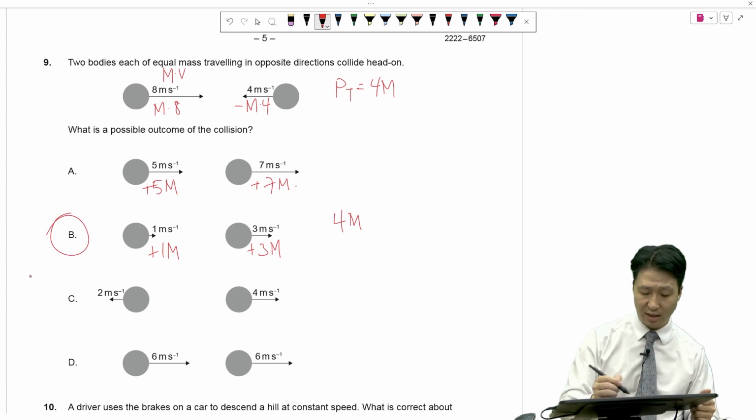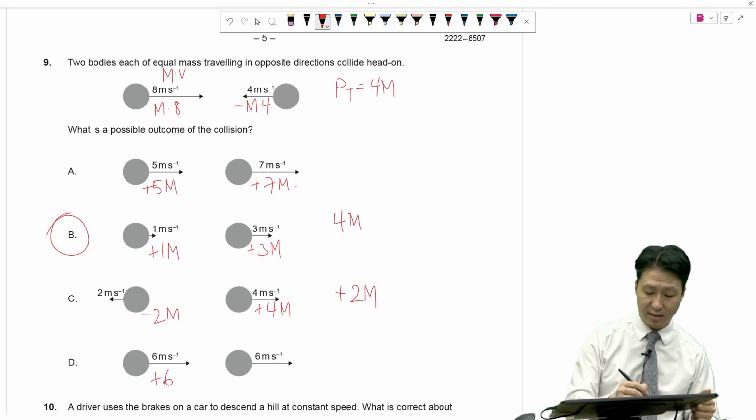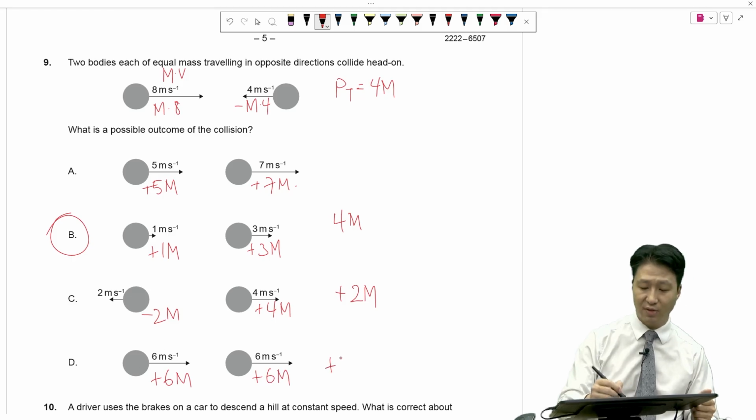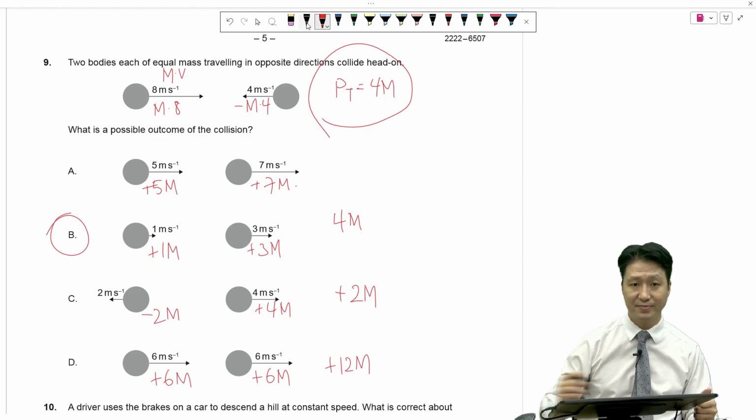Let's just check C and D also. For C, it will be negative 2m plus 4m, which just would be plus 2m, which is not the same. And in D, plus 6m plus 6m, that would be 12m, which also does not match the initial condition of 4m as the total momentum.